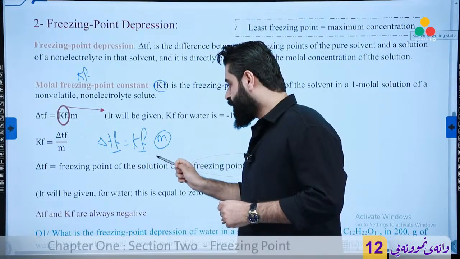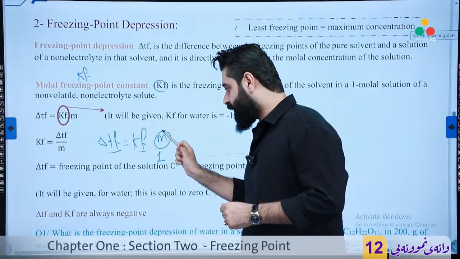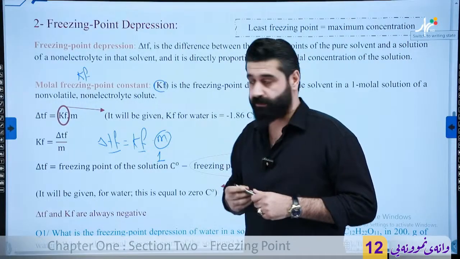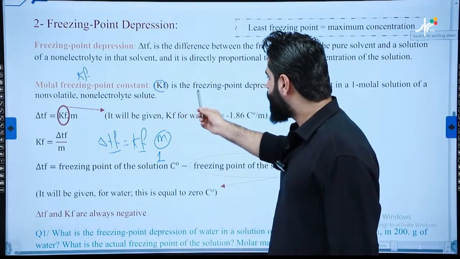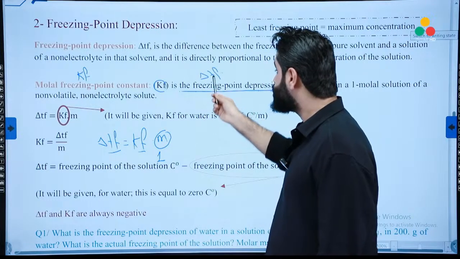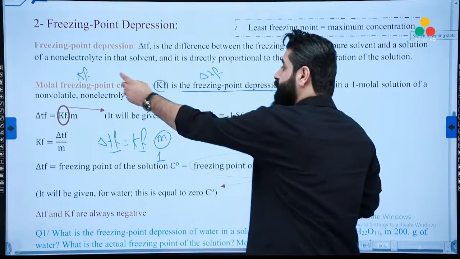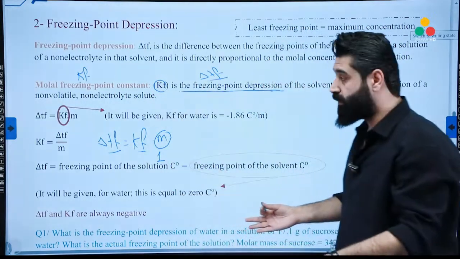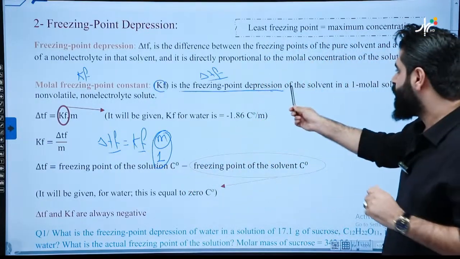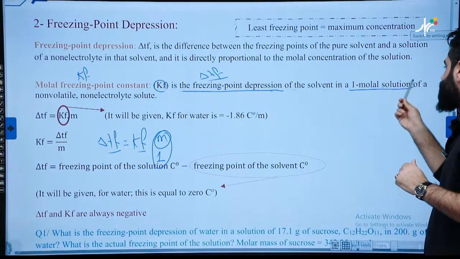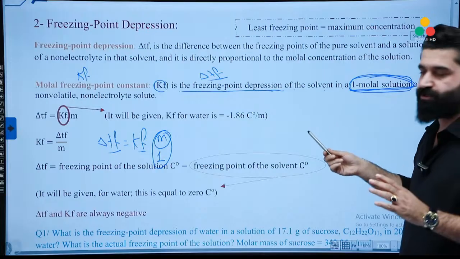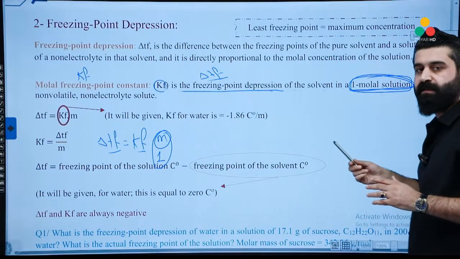If molality is 1, once we have molar concentration of 1, then both delta Tf and Kf are equal. Okay, look. Kf is the freezing point depression. What is the freezing point depression? Delta Tf. This is really strange. Look, Kf is delta Tf. How? Kf is delta Tf. It means molality must be 1, right? Of the solvent in 1 molar concentration. So this is the most important part in this explanation. So the concentration must be 1 molar.